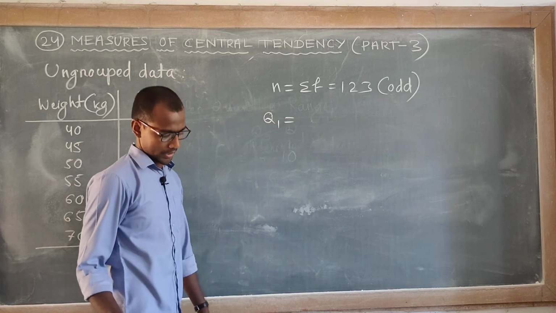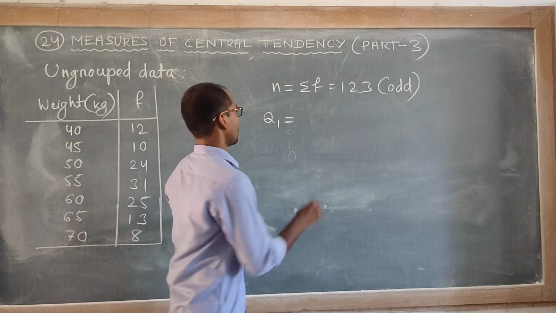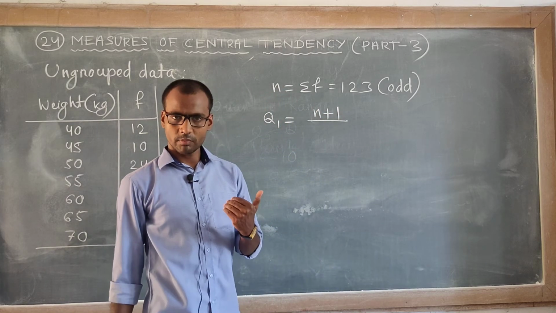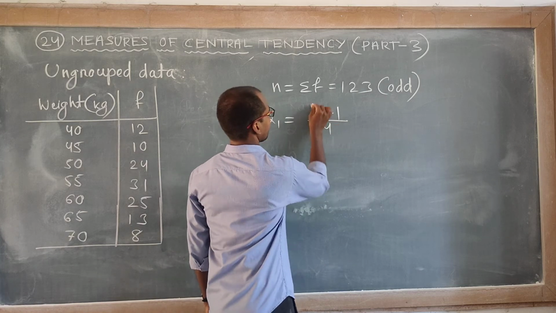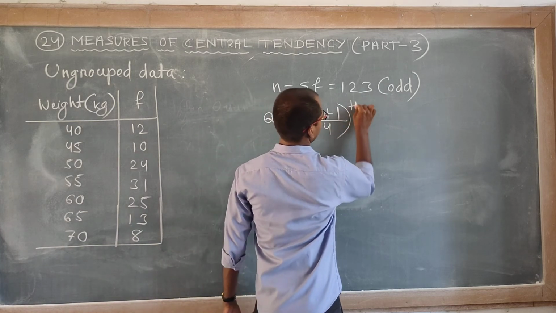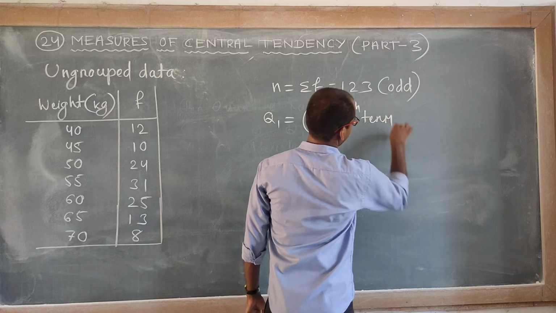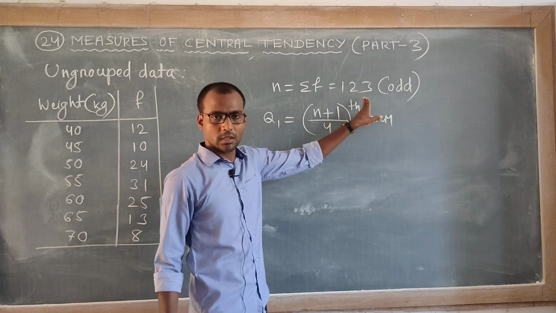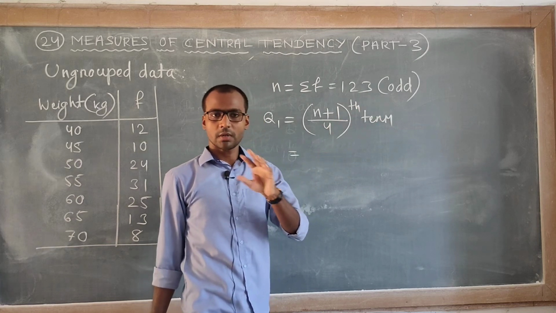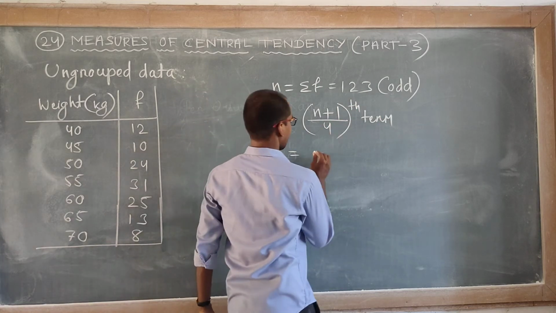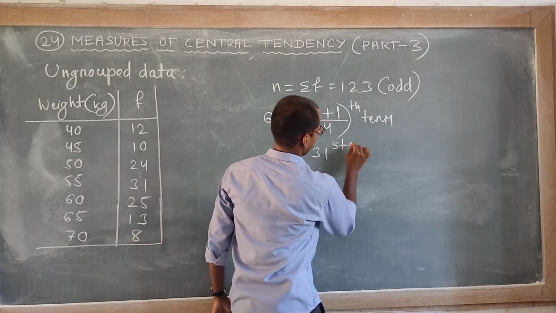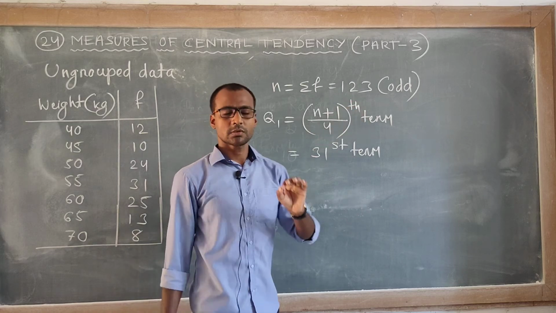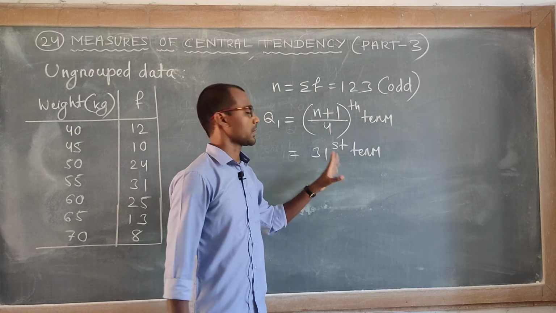First let us go for the lower quartile. Odd means n plus 1. Lower quartile means 1 by 4. So combining, we get n plus 1 by 4 term. n is 123. 123 plus 1 is 124. 124 by 4 is 31st term.